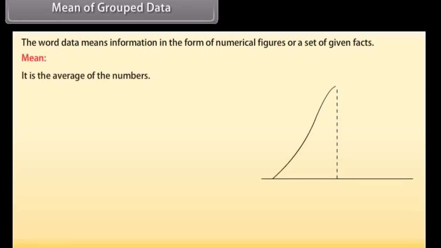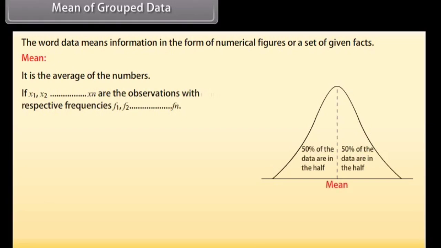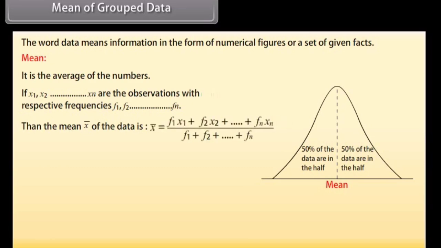Mean of grouped data. The word data means information in the form of numerical figures or a set of given facts. Mean. It is the average of the numbers. If x1, x2, and so on till xn are the observations with respective frequencies f1, f2, and so on till fn, then the mean x bar of the data is x bar equals (f1 x1 plus f2 x2 plus so on till fn xn) by (f1 plus f2 plus so on till fn).